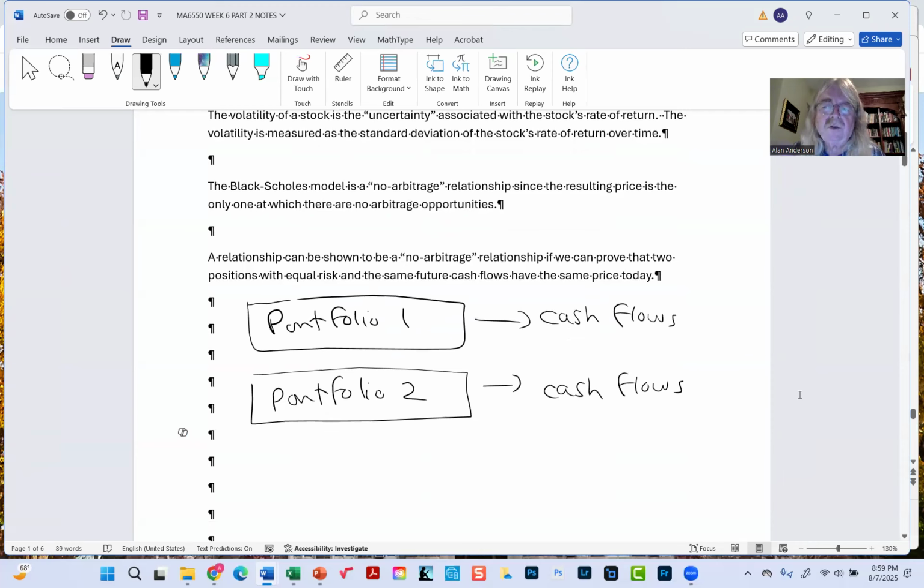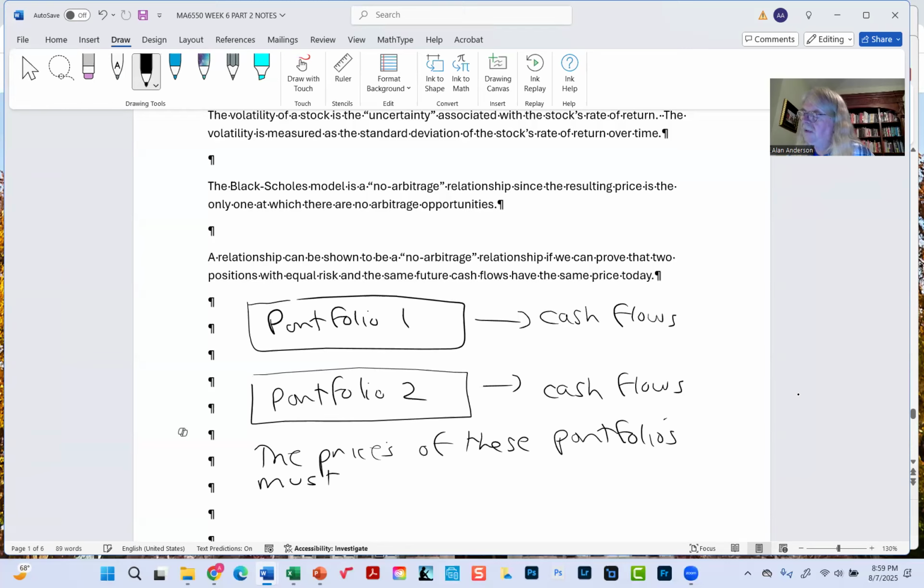And then, of course, assuming that there isn't a huge difference in the risk between them, we can conclude that the prices of these portfolios must be the same today to avoid an arbitrage.